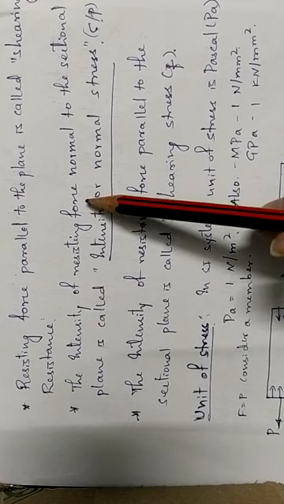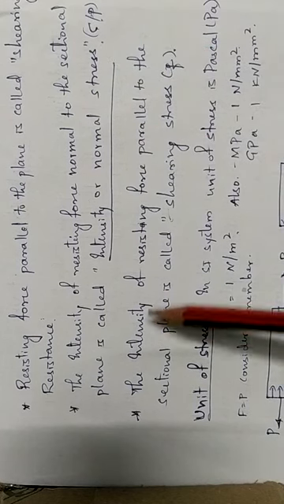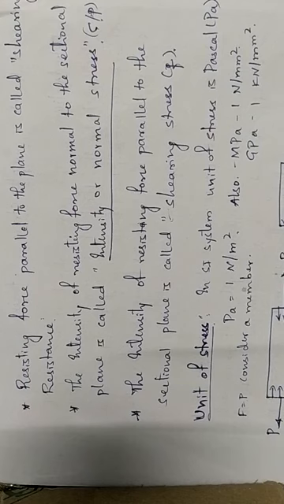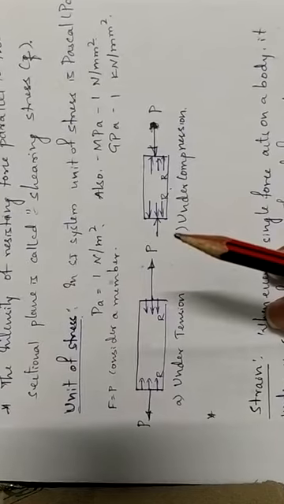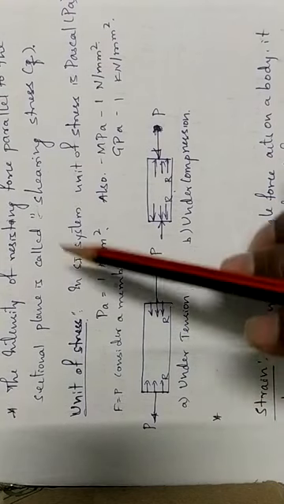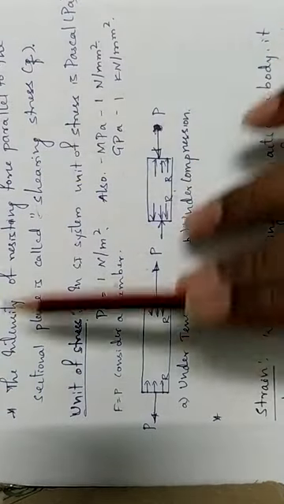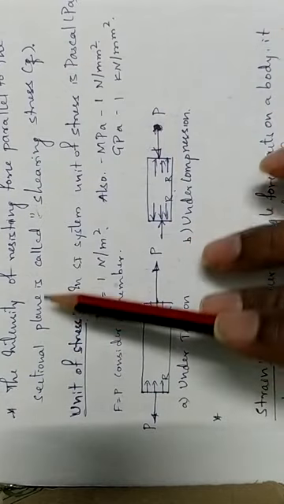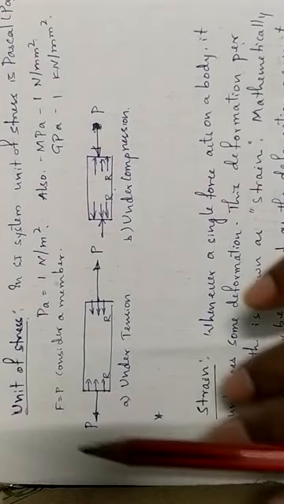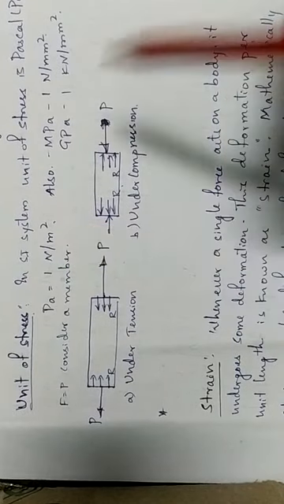The intensity of resisting force normal to the section plane is normal stress. The intensity of resisting force parallel to the section plane is shear stress. Remember, it is very simple. Normal stress is the intensity of resisting force normal to the section plane. Shear stress is the intensity of resisting force parallel to the section plane. The unit of stress is always measured in Newton per meter square, Newton per mm square.